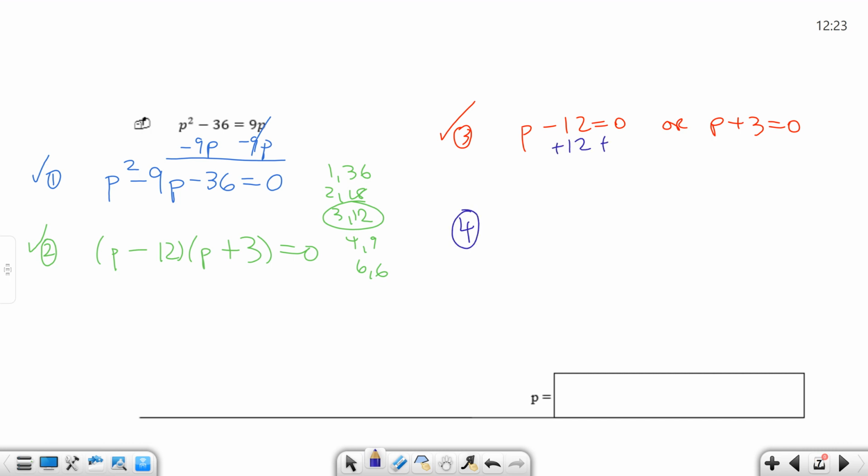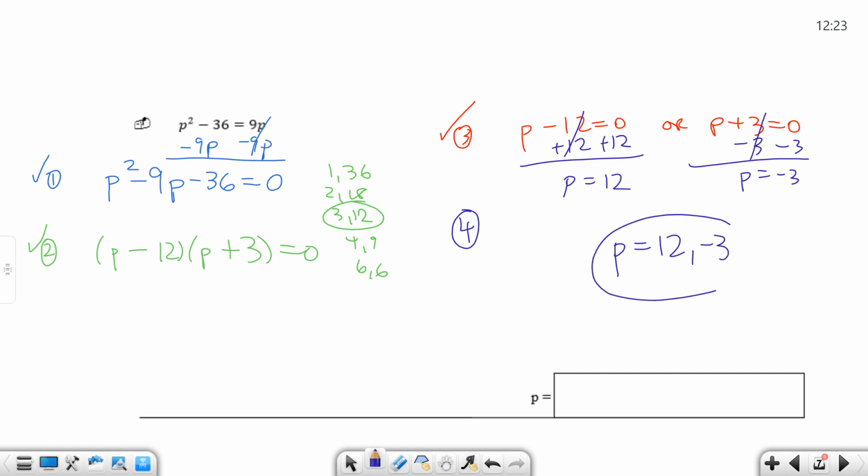So we're going to add 12 to both sides. And over here we're going to subtract 3. So then p equals 12 or negative 3. So then 12, negative 3 is what p is there.